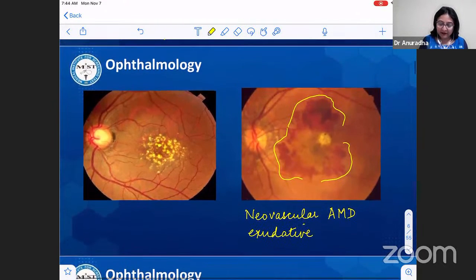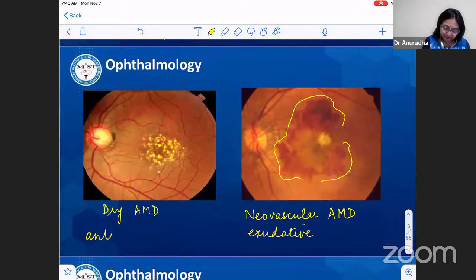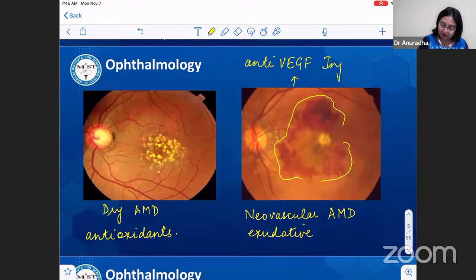And another point I want to tell you about the treatment for the dry AMD. The treatment is giving antioxidants to the patients, friends, to prevent any further progression. And for neovascular or exudative AMD, we give anti-VEGF intravitreal injections. Okay, because these are very commonly given. If there is a question, what is the treatment of exudative AMD? That is anti-VEGF injections. So again, an important topic for your exam, age-related macular degeneration.